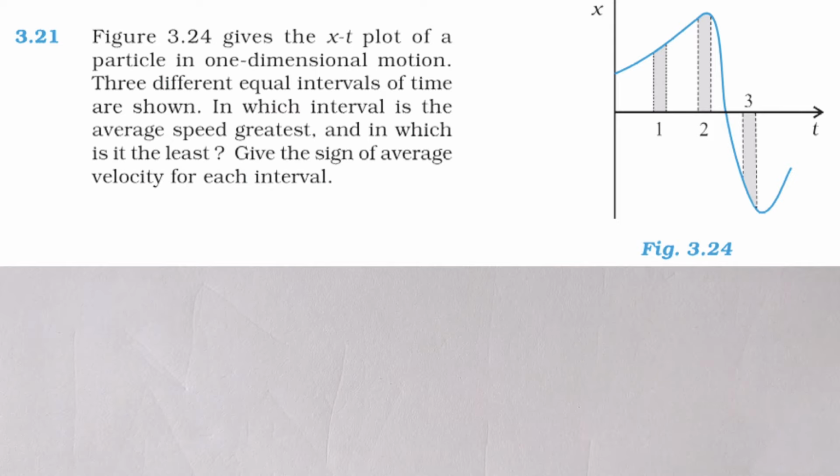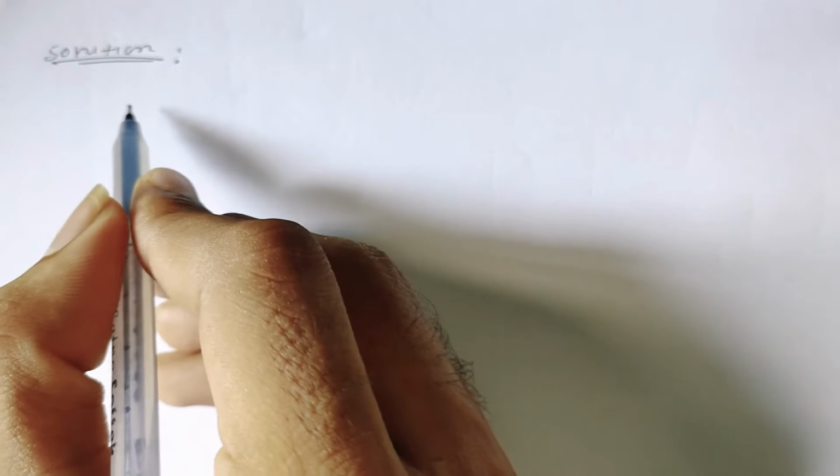So here you can see that in this graph the time intervals are represented by the shaded portion, so we have to see only that part of the xt graph. Now in the solution of this problem, we know that the slope of the xt graph is nothing but speed.